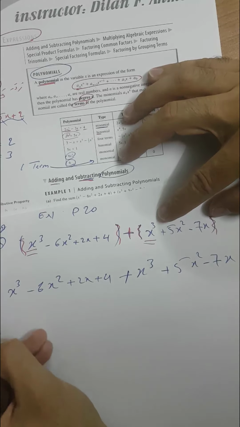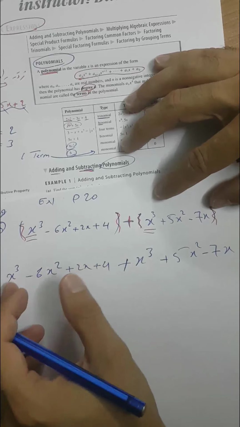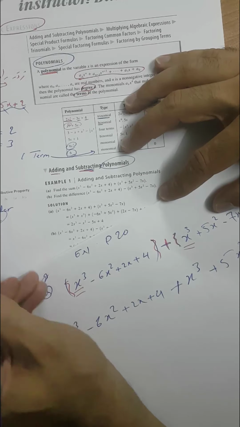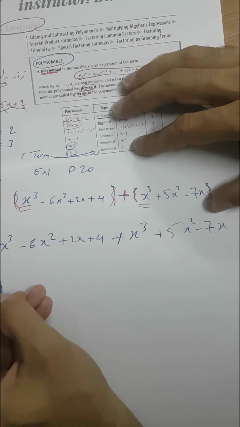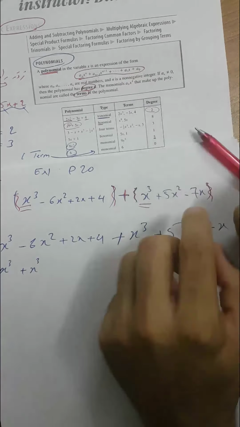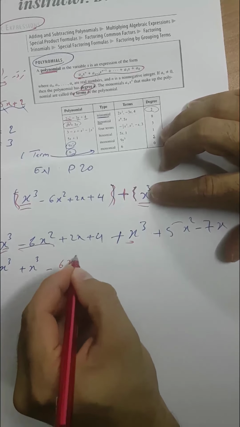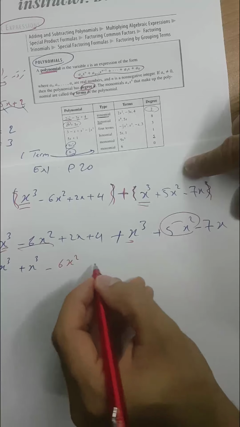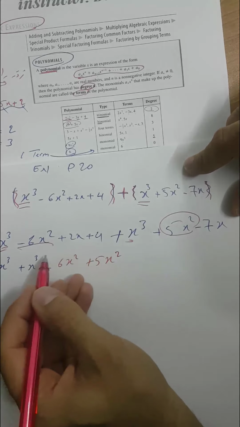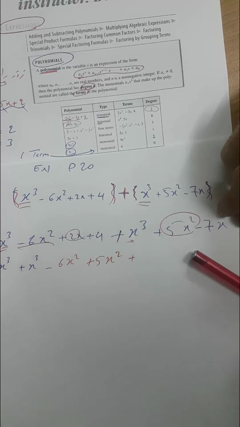In the second step, try to arrange them, meaning x to the power 3 with x to the power 3, ordering from the highest to the lowest exponent. So I have x to the power 3 plus x to the power 3. Next, we have minus 6x squared and another x squared term, here it is, 5x squared. Again, after the x squared, surely you have a plus 2x.